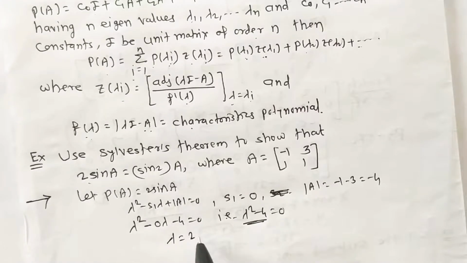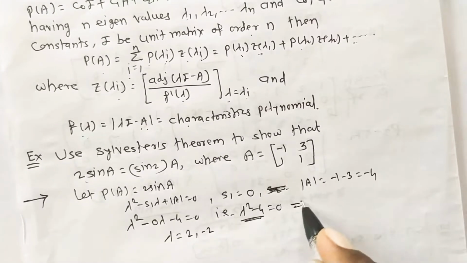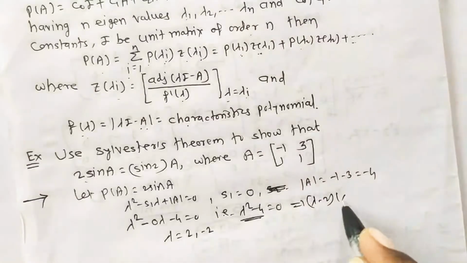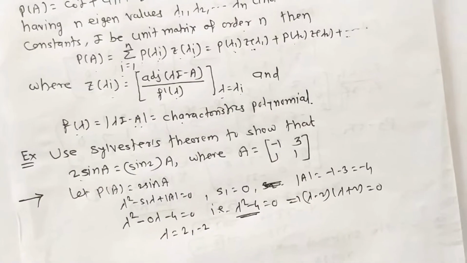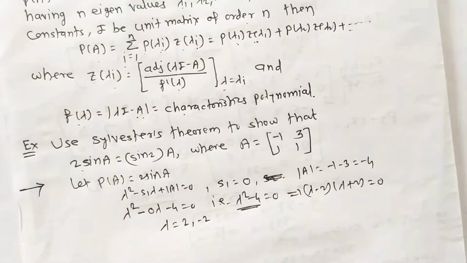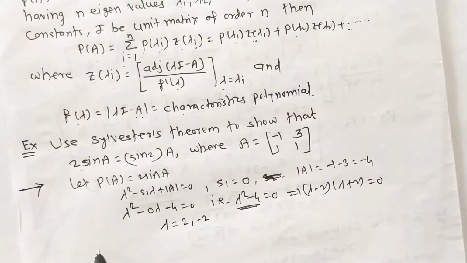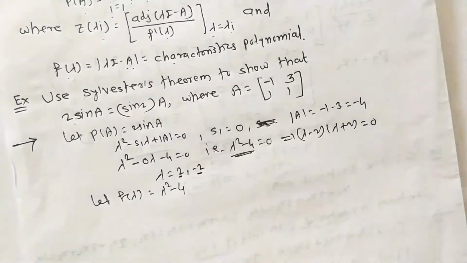The roots are lambda equal to 2 and minus 2, which means the factors are lambda minus 2 and lambda plus 2, using the a square minus b square formula. So lambda is equal to plus or minus 2 are the eigenvalues of the given matrix. Now what is f of lambda? f of lambda is the characteristic equation, lambda square minus 4. Now we get two eigenvalues, lambda equal to 2 and lambda equal to minus 2.